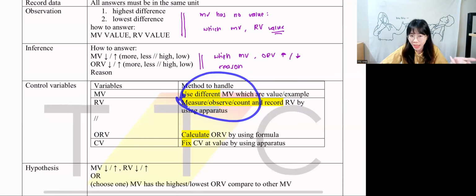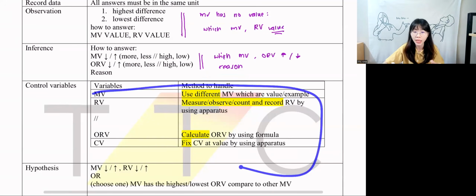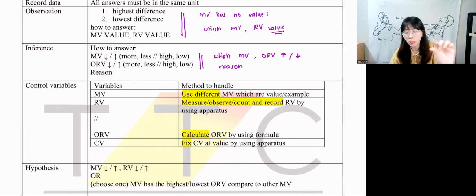Sometimes they ask you to write method to handle. Of course, they don't give you a box. They give you maybe, write the method to handle for variables. Then you're going to write use different, measure and record, fix constant variable. Okay, so now this is your control variables.